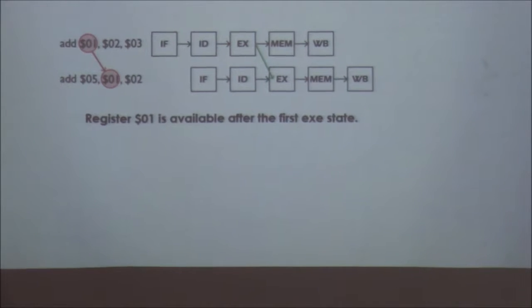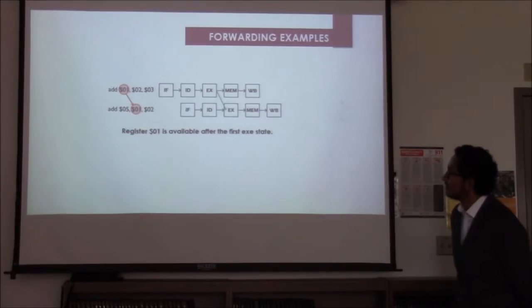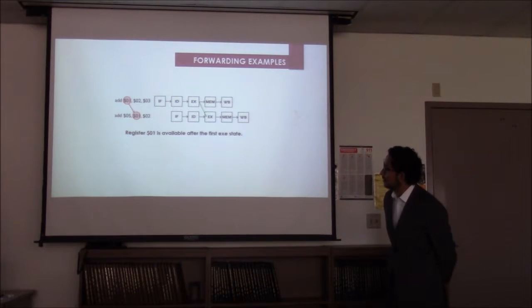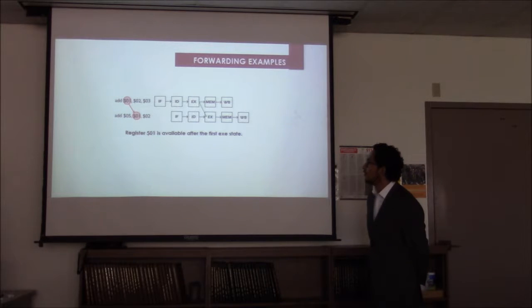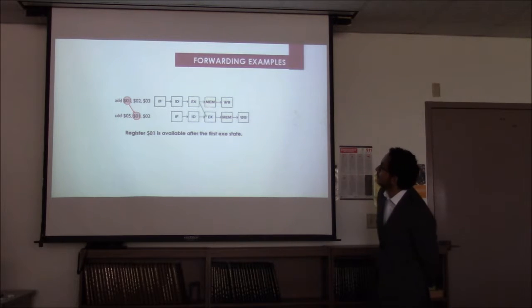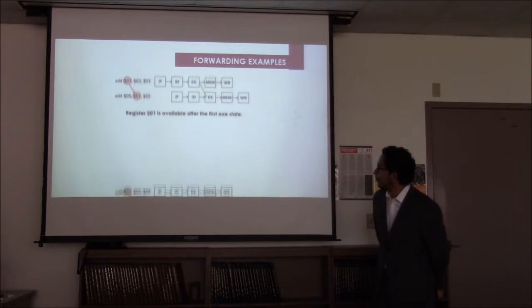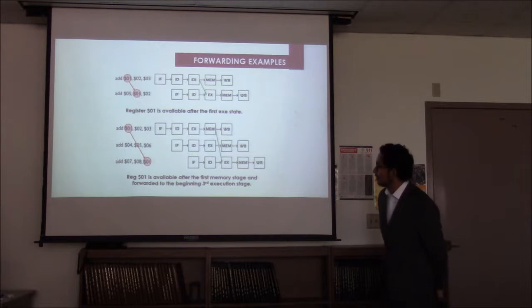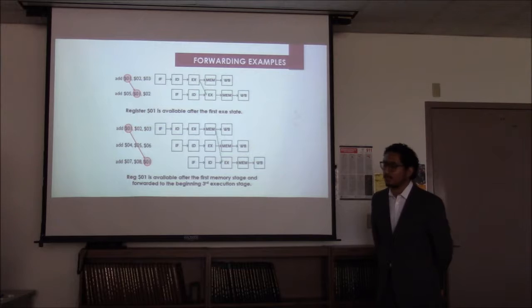So this is an example of forwarding. As you can see in this example, register 1 is a data dependency. So the forwarding unit forwards the data for register 1 from the end of the execution state to the beginning of the next execution state. In this example, again, register 1 is a data dependency. So the data is forwarded from the end of the memory stage to the beginning of the third execution state, where it's needed.